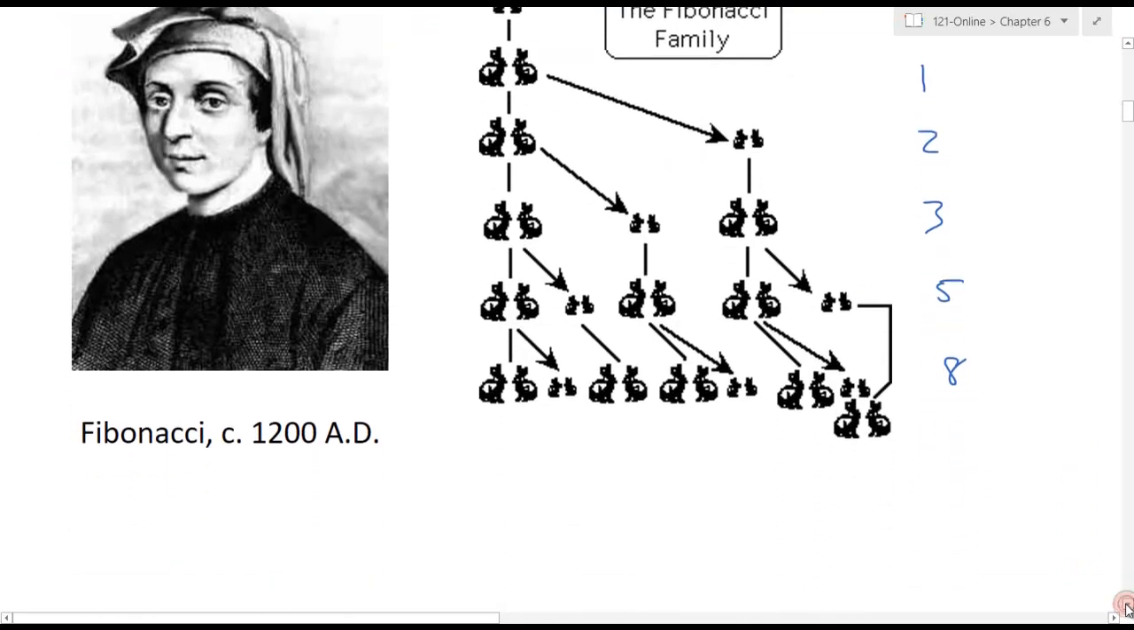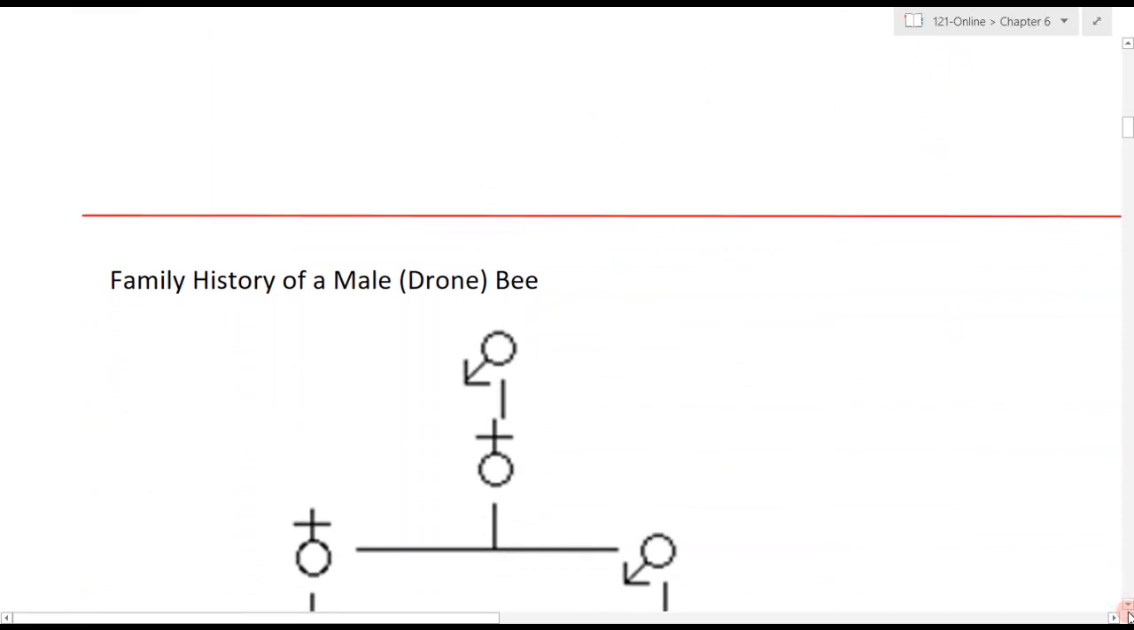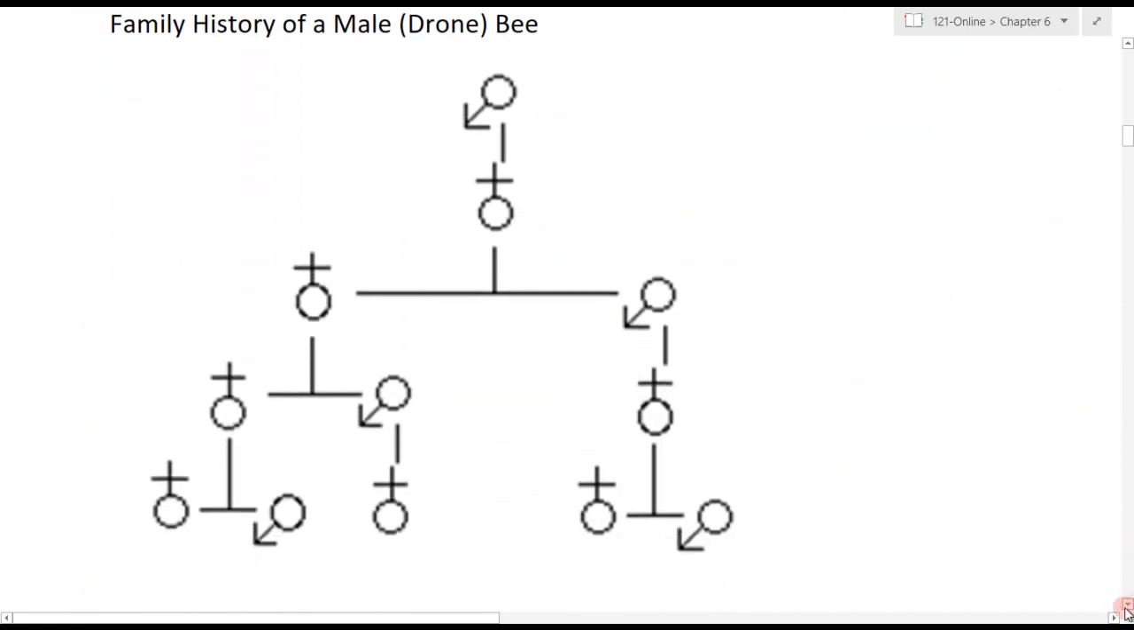Well, here's another example. I keep bees, and it turns out that a male bee called a drone bee has a mother but no father. And the way that happens is if a queen bee lays an egg and she does not fertilize it, then it will develop into a male drone bee. But if she does fertilize it, then it will develop into a female worker bee. So if you have a male drone bee, its family tree would look like this.